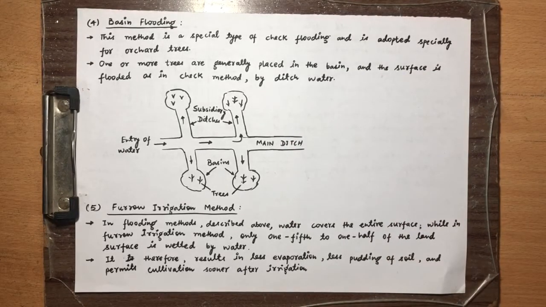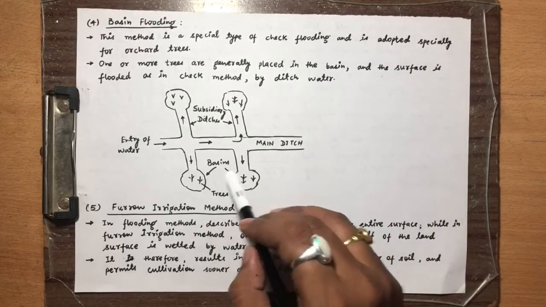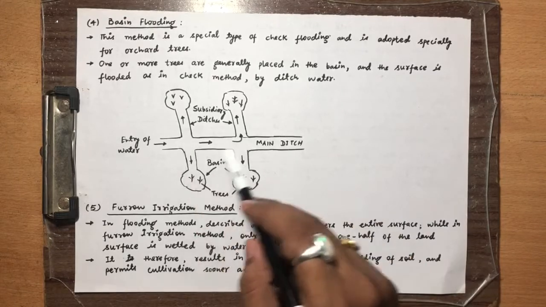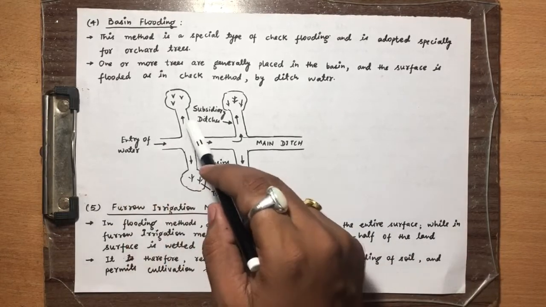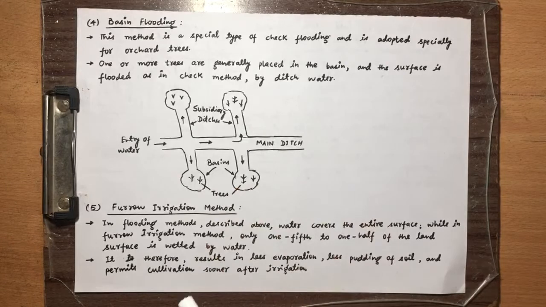And so these are the trees, this is a basin, this is the main ditch, here water is entering, and these are subsidiary ditches. Now the next, fifth one, is the furrow irrigation method.